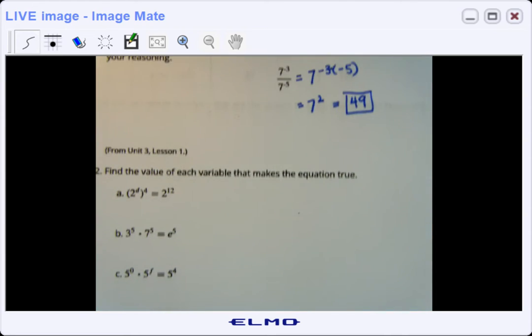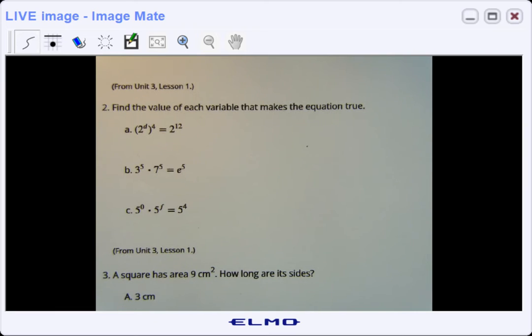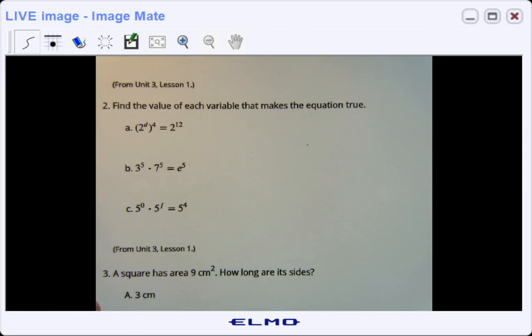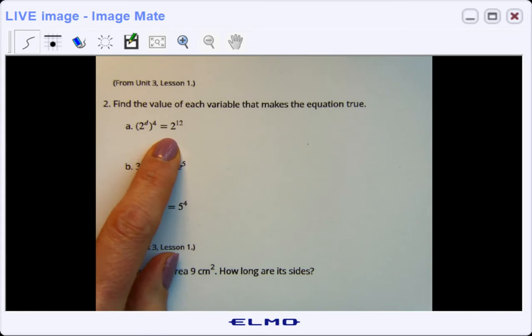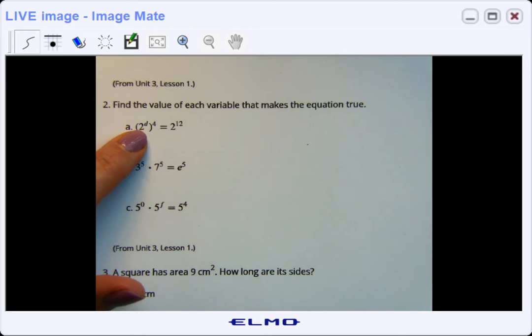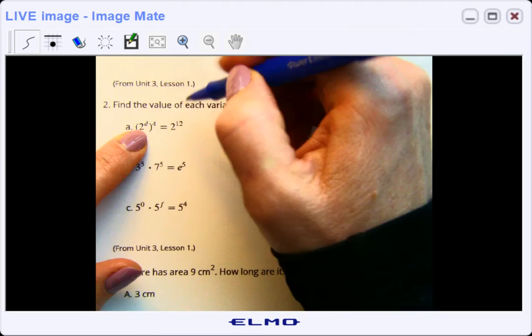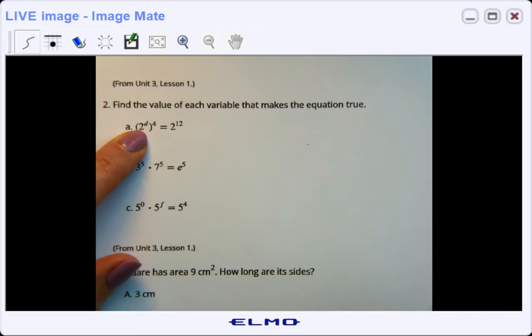Number 2 is also reviewing the properties of exponents from earlier this week. Find the value of the variable that makes the equation true. So the first one is an example of a power to a power. When you raise a power to a power, the base stays the same and you multiply the exponents. So D has to be equal to 3, since 3 times 4 would give us 12.